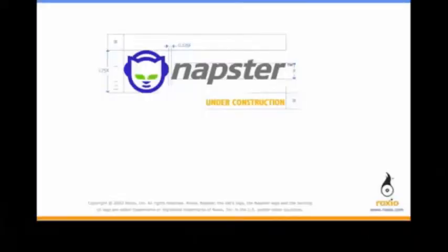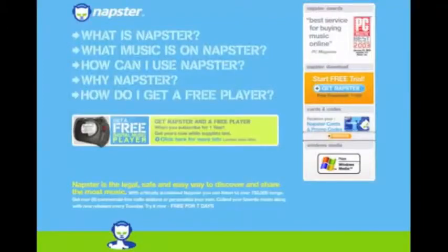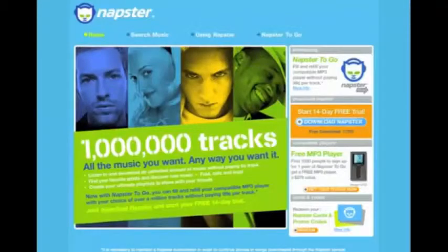Napster then re-released after being purchased by Roxio, using the strong brand name and programming to become a pay-and-play music store very similar to iTunes.